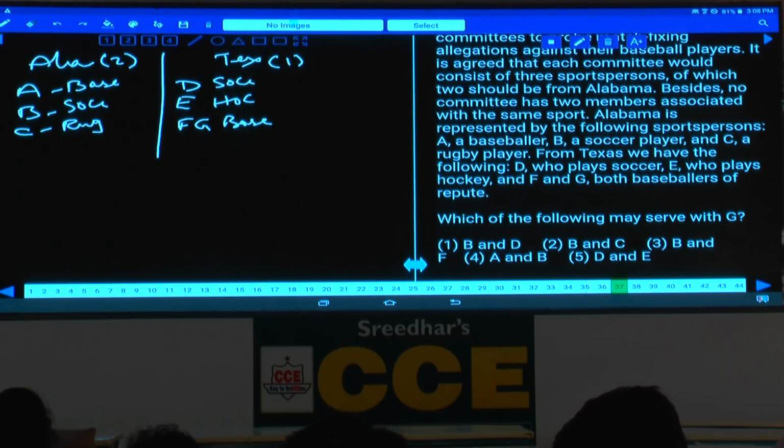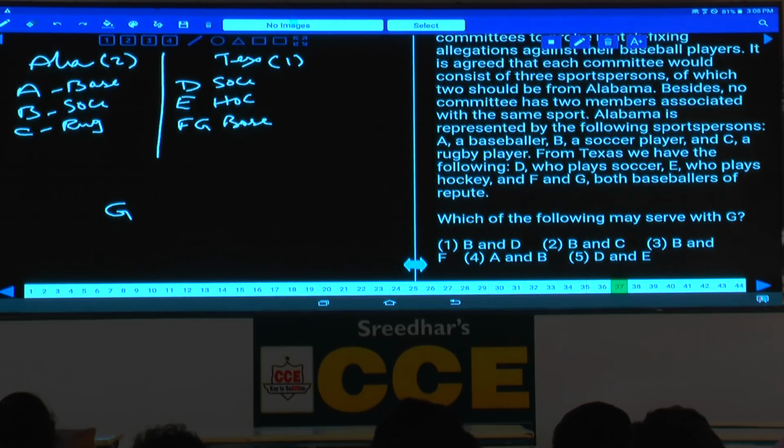Then question number 37: which of the following may serve with G? Now G is a baseball player, which means G is from Texas, isn't it? Then one person from Texas is already completed. Now we need to find 2 persons from Alabama.